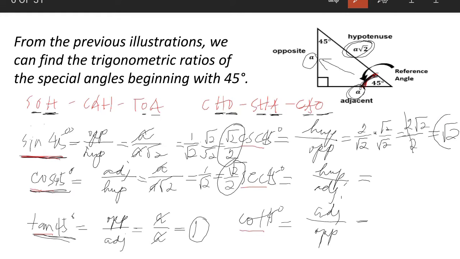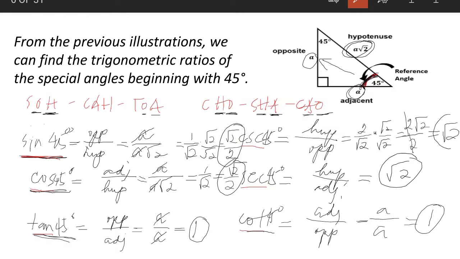Next, remember that sine 45 and cosine 45 have the same value. So secant 45 and cosecant 45 also have the same value, so this is also square root of 2. How about cotangent 45 degrees? What is adjacent? Adjacent is a, and opposite is also a. So this is equal to 1, and the reciprocal of 1 is also 1. So cotangent 45 degrees is 1.